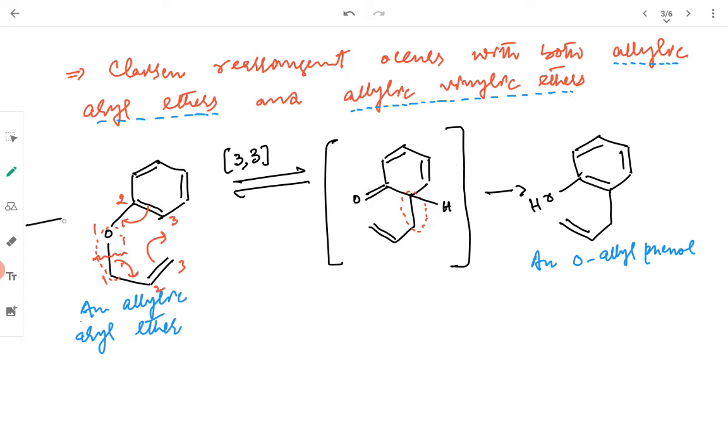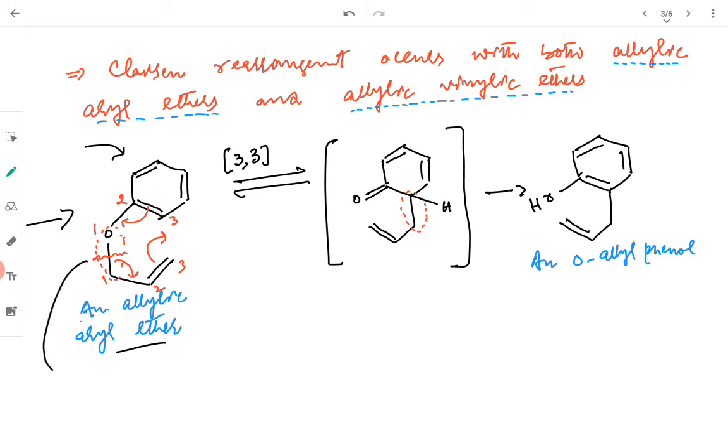This is an example of an allylic aryl ether. This is an allyl aryl ether. Okay, so there's an aryl group here. In place of the vinyl group, we have an aryl group here, right? That's why they are called allylic aryl ethers. So I have shown the movement of bonds here, and the numbering system I have done.